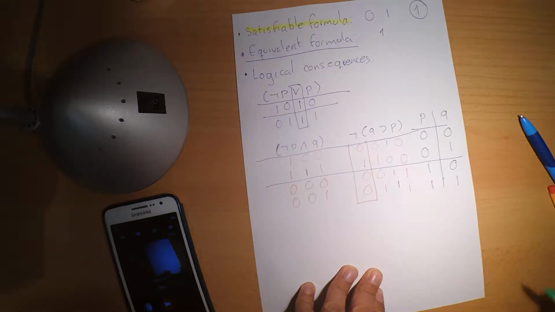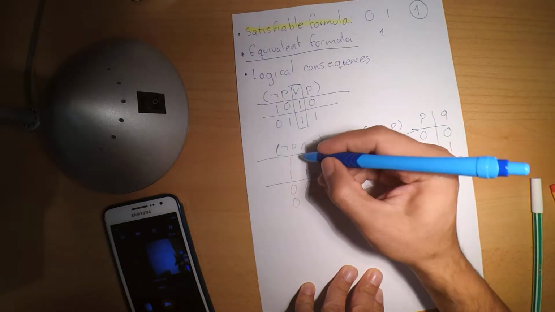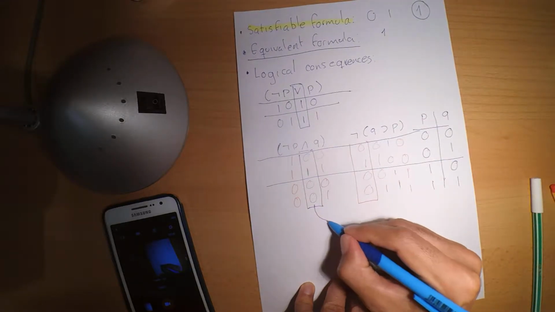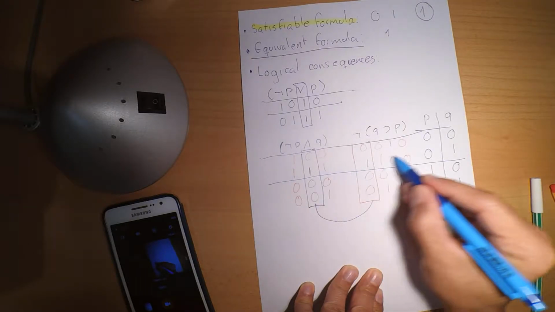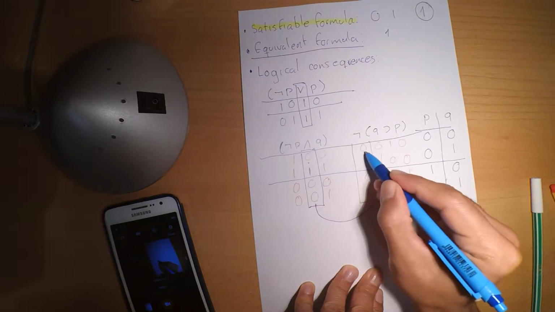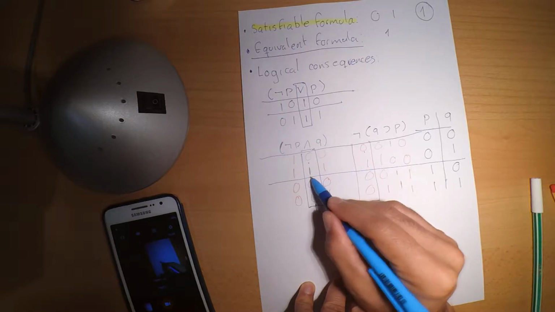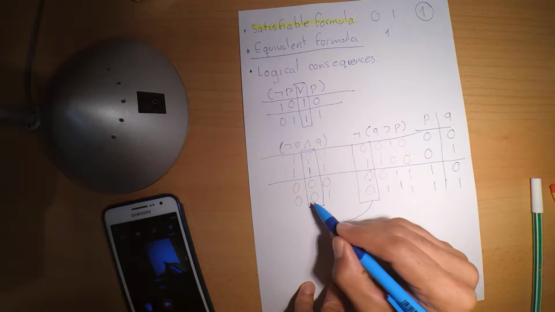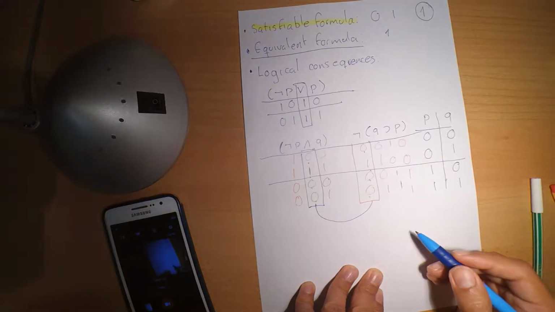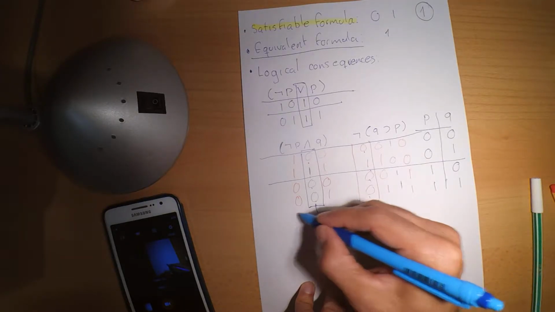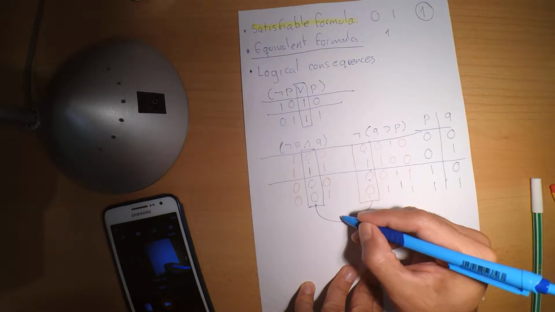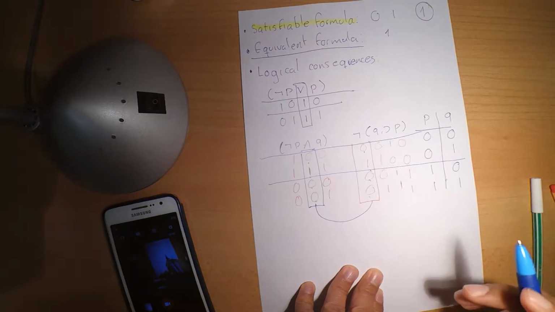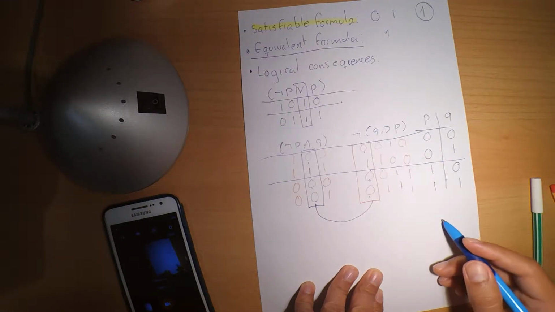So this here is exactly the same in all the row elements. 0 and 0 here are the same. 1 and 1 here are the same. 0, 0 is the same. 0 and 0 is the same. So that means this is equivalent. This and this formula are equivalent formulae.